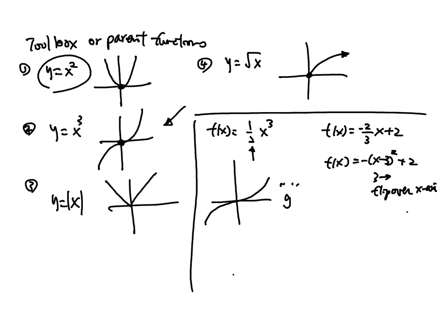And plus 2 means what? 2 up. So if you start here, you gotta move 3 to the right. So not to scale, so somewhere over here. Then you gotta flip it over. And then you gotta move 2 up. So 1, 2. So the green line is going to be our final answer.